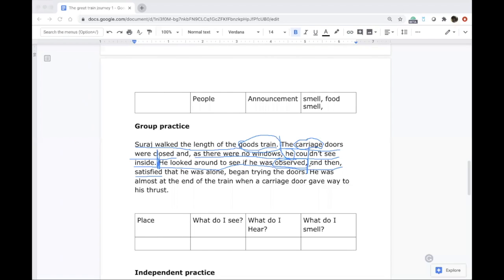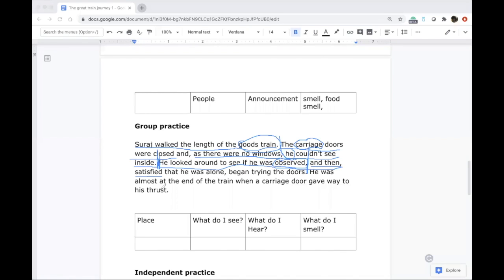Sir, observing means seeing other places where they are having people. Yes, very good. Observing means seeing. So here Suraj is looking around to see if any other people are watching him, if any other people are seeing him. Why is he doing that? We don't know. We will read in the next part.